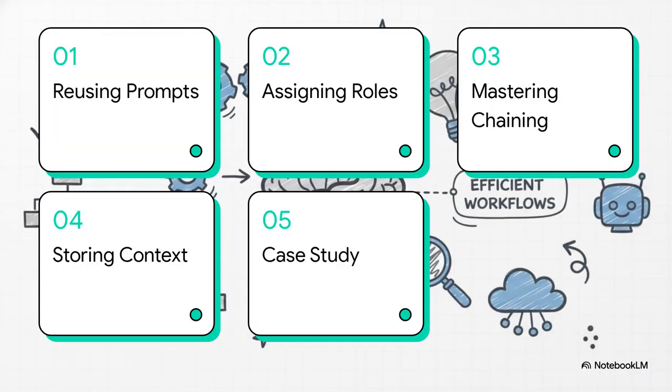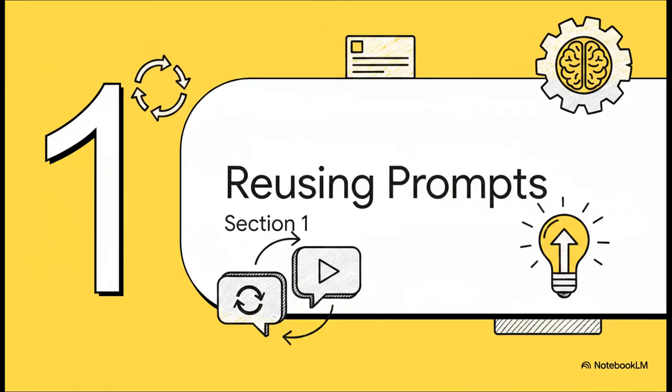So we're going to treat this explainer like a skill tree, leveling you up step by step. Today we're covering reusing prompts, assigning roles, mastering chaining, storing persistent context, and we'll wrap it all up with an awesome real-world case study on donor communications. All right, let's jump straight into part 1, reusing your best prompts.